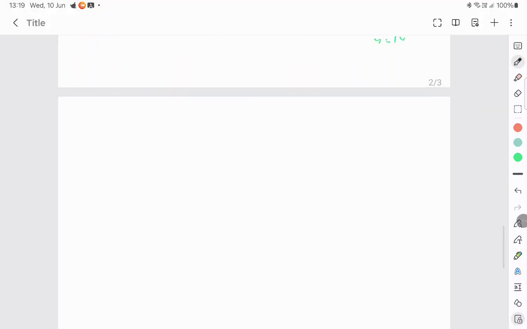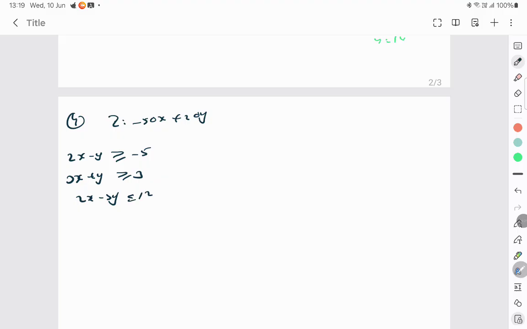So this is a tough question because you had a third line which was passing through the origin, so that will come for exam. So the fourth example sum is z is equal to minus 50x plus 20y, and the constraints are 2x minus y is greater than or equal to minus 5, 3x plus y is greater than or equal to 3, 2x minus 3y is lesser than or equal to 12, and x is greater than or equal to 0, y is greater than or equal to 0. So consider these constraints as equalities: 2x minus y is equal to minus 5, 3x plus y is equal to 3, 2x minus 3y is equal to 12.